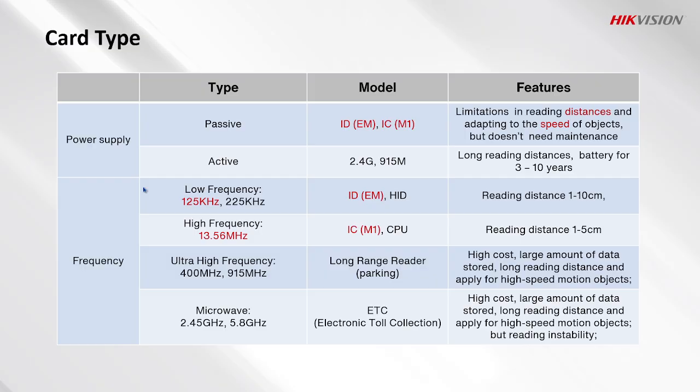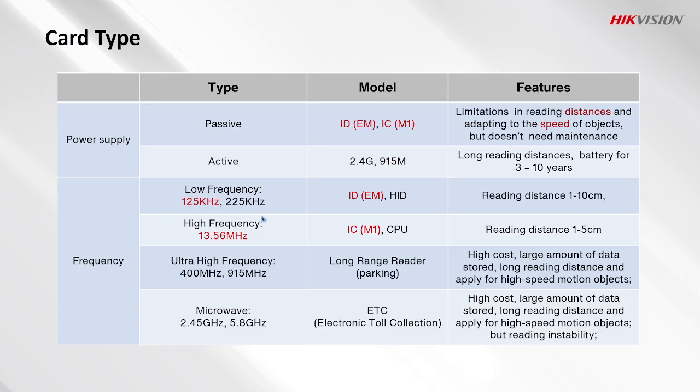Now, in terms of frequencies, for low frequency of 125 kHz, that's kilohertz, we have the ID card and HID, with 1 to 10 centimeters reading distance. Then the common one is M1 or IC, which has 1 to 5 centimeters reading distance at 13.56 megahertz. Then you have the ultra high frequency of 400 megahertz and 915 for long range readers.